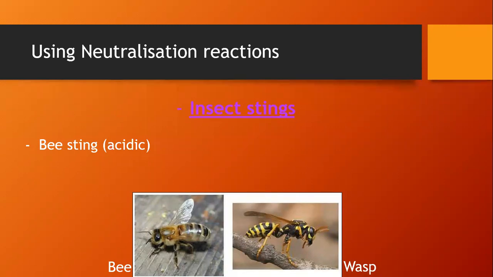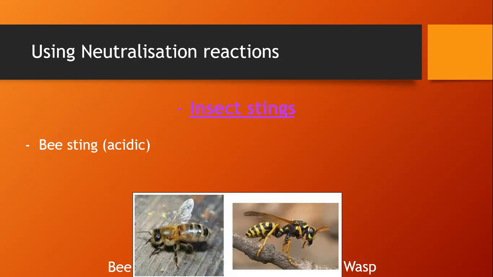This way, after I add an alkali, a salt and water will be produced, and this will not cause this inflammation and burning sensation that I feel under my skin because of the acid that the bee injected me with when it stung me. Okay, so this is with the bee sting.